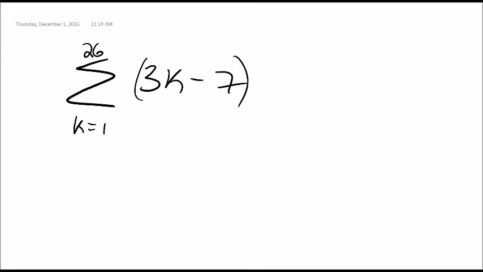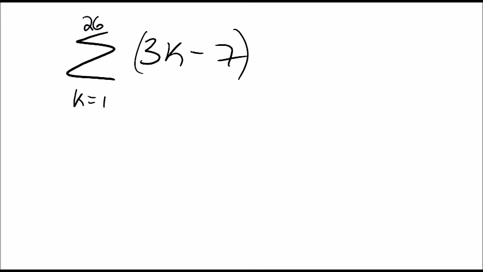Alright, what we're going to do is find the sum of this sequence here. So I'm actually just going to write out what the first few terms would be. If I put in k is 1 here, I get 3 times 1 minus 7, and 3 minus 7 is going to mean that this is negative 4. The second term, when k is 2, I do 3 times 2 minus 7. That would be 6 minus 7, which is negative 1.